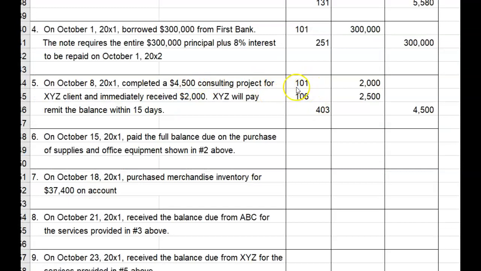And here's what it looks like. Debit 101 for $2,000. Debit 106 for $2,500. And credit 403 for $4,500.